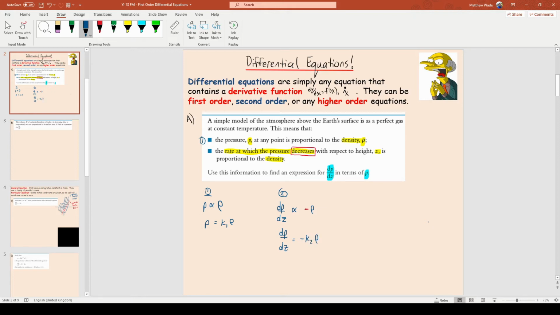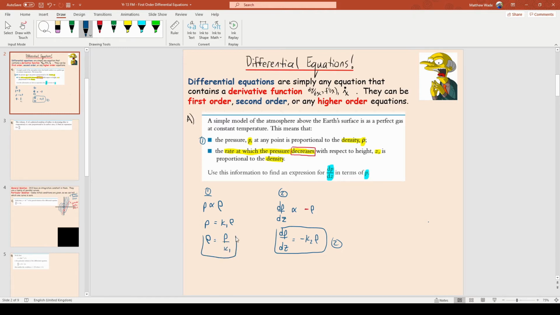Well, guess what? You've done it. You've got two equations here, and you can put them together. So this can be equation 1, this can be equation 2, and we want a dp dz in terms of p. Actually, before we do this, let's get rho as the subject of the first one. I don't like rho because it looks like p. But anyway, that means rho is equal to p over k1.